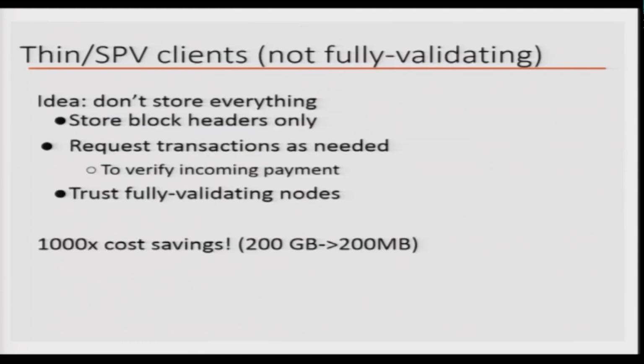Thin clients, which are not fully validating nodes, do not store everything. They store the block headers only. They request transactions as needed, and they trust the fully validating nodes for doing the actual validation. Now just the block headers would cost you, at this point in January, about 200 megabytes, whereas the actual full blockchain was 200 gigabytes. So it's about a 1000 times cost saving in terms of space.